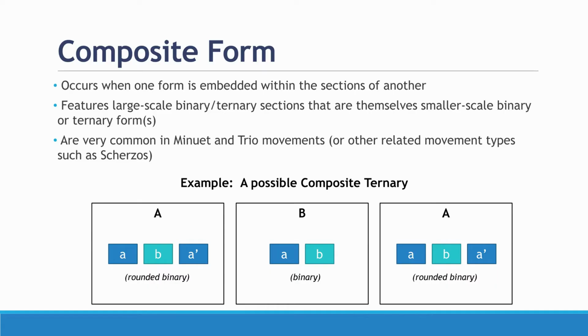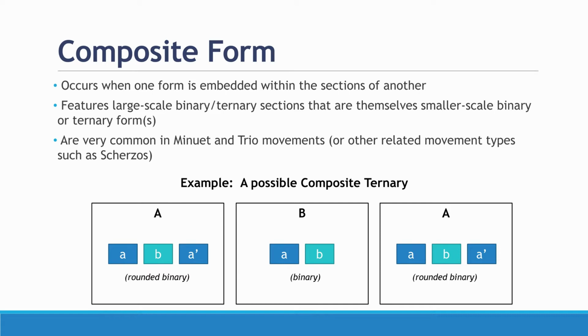Let's get started. Composite forms occur when one form is embedded within the sections of another. And the composite forms can actually feature any of the types of forms that we've looked at so far. They will feature large-scale binary and ternary sections that are themselves smaller-scale binary or ternary forms. So the diagram, I think, gets that idea across pretty well.